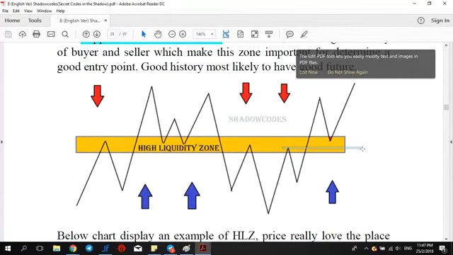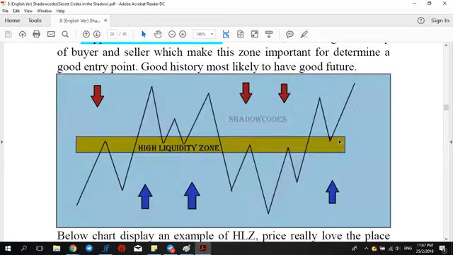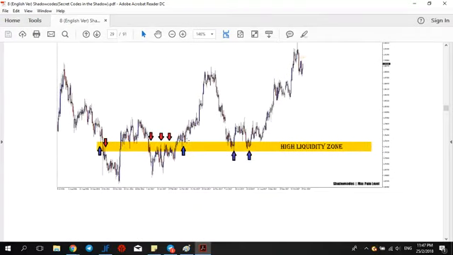So this RBS will be your entry, but the high liquidity zone will determine which SBR you will be choosing. Price will usually hunt down this RBS in this high liquidity zone before it shoots up. Okay, so this is a high liquidity zone on the chart.